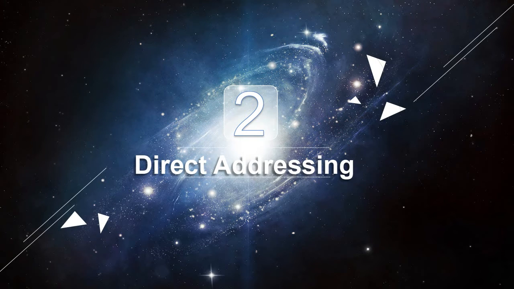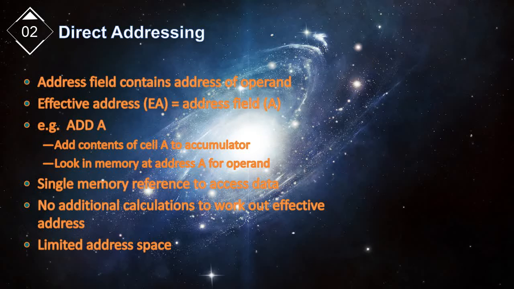Second, direct addressing mode. In direct addressing mode, the address field contains the address of the operand. Effective address EA is equal to the address field, that is A. Example, add A. Add content of cell A to the accumulator. Look in memory at the address A for the operand. Single memory reference to access data. No additional calculation to work out the effective address. Limited address space.